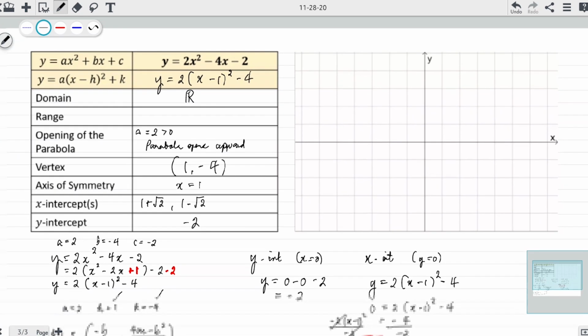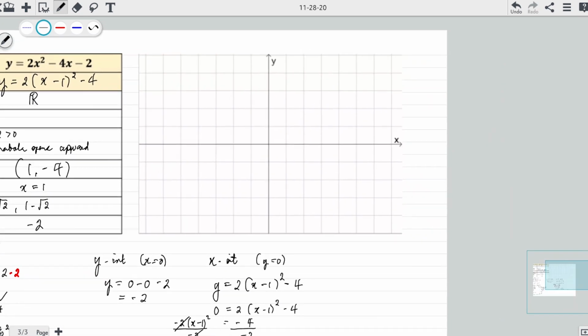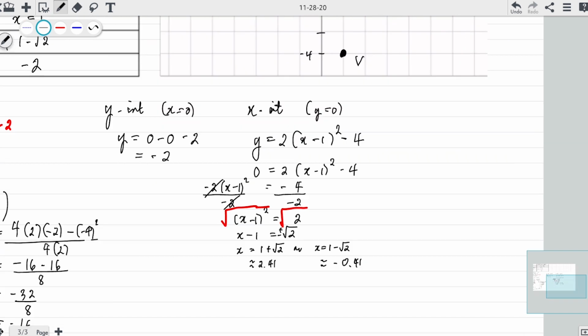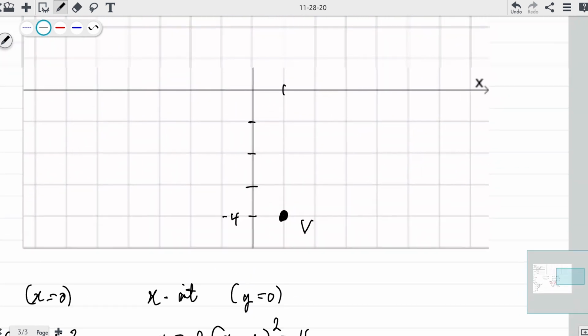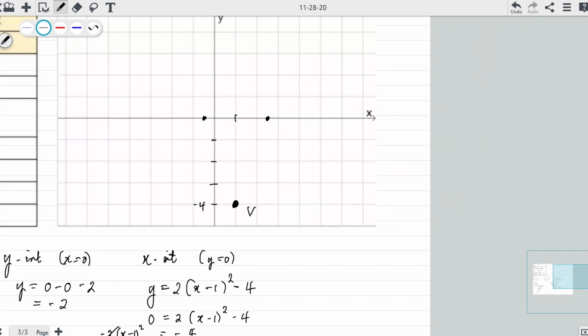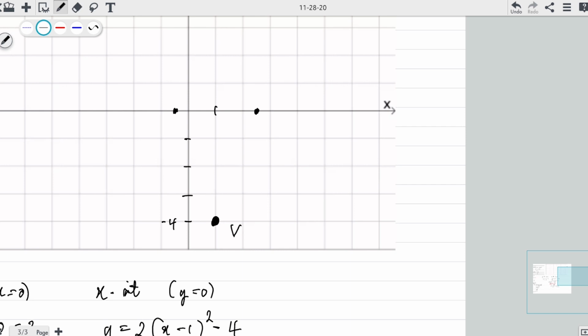So, let's graph our parabola. Our vertex is at (1, -4). So, here is 1 and negative 4. Here is our vertex. Let's plot the x-intercepts, 2.41 and negative 0.41. Negative 0.41 is approximately here, and 2.41 is approximately here. Okay, and then let's graph the y-intercept. The y-intercept is at negative 2. So, ibig sabihin, tatama dito sa negative 2 yung graph natin.